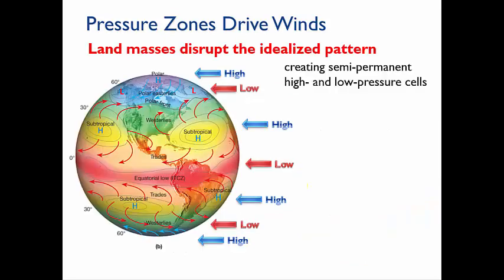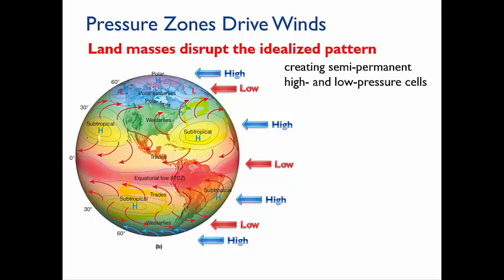But when we add continents and we start to add differential heating of land and water, we end up creating these semi-permanent high and low pressure cells with circulation patterns. So we have these subtropical highs that are anticyclonic circulation patterns. In the northern hemisphere they move clockwise, and in the southern hemisphere they move counterclockwise, so these are anticyclones. And you'll see as we look at the different seasonal patterns, those subtropical highs stick around.